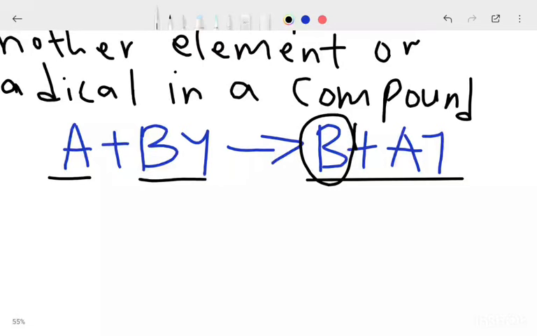Are you getting it? Now there is something to understand, and I've said it before. We are assuming that A is what? Stronger than B. A is stronger than B. So if A is not stronger than B, A cannot replace B. This is what you should understand in displacement reaction. Now write this thing down.